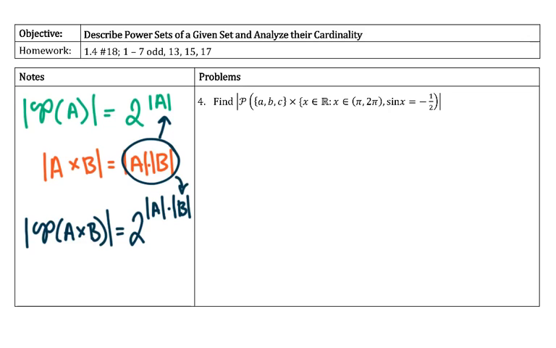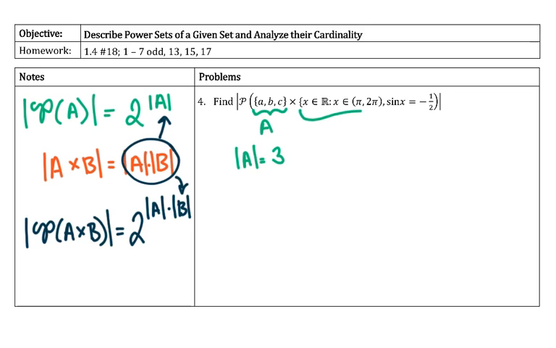We can just plug it right on in. So that's going to help us a lot with this one, because again, it's asking about the cardinality, not actually writing out all the elements, which is just going to take a really long time. So here we have, this is our A, which is easy to see. The cardinality of A, B, C is 3.